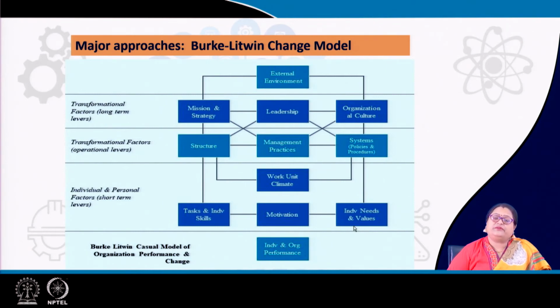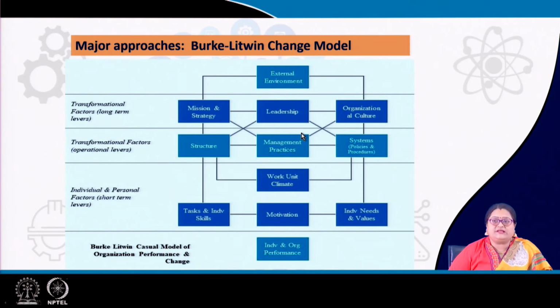Another very important model that we are going to discuss now is the Burke-Litwin change model. Here you will see a very holistic model which brings into the same picture, in a flow chart, the factors which influence change and at what levels, and how each of the levels, at the organizational level, the group level, and the individual level, gets affected. This we call the causal model of organizational change and performance.